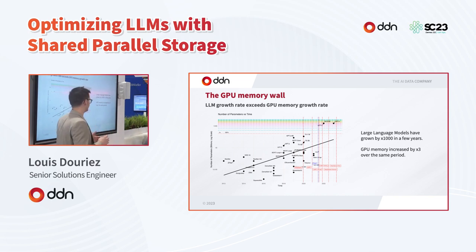So what's been done is that the models are scattered across many GPUs. The question is, is that sustainable? Because if we see another 1,000x increase in the next few years, we might need hundreds of thousands of GPUs or even more. And that's what is called the GPU memory wall.